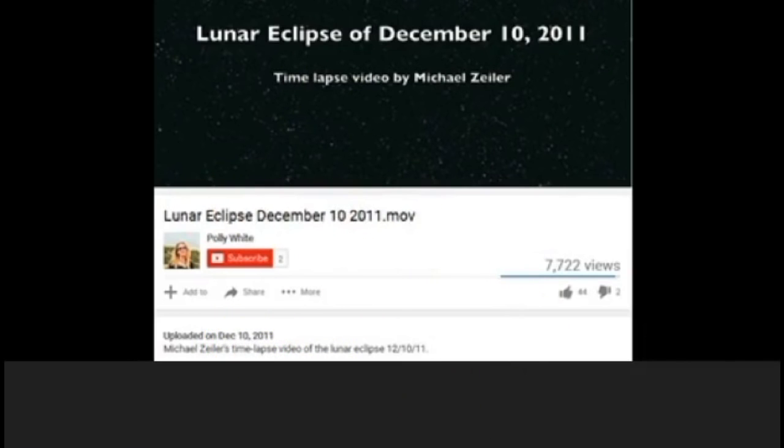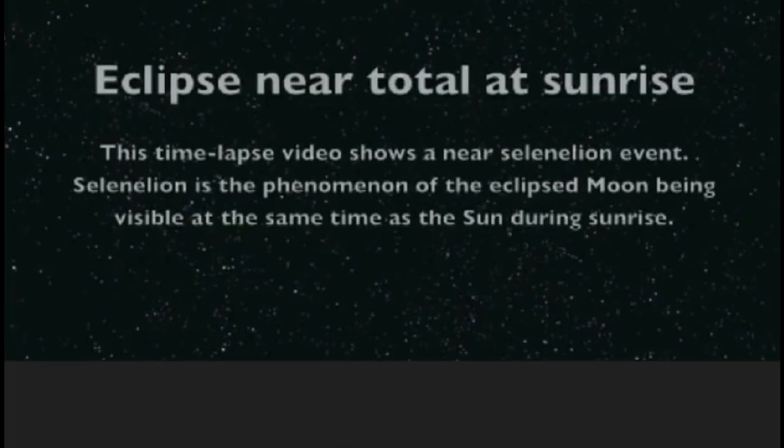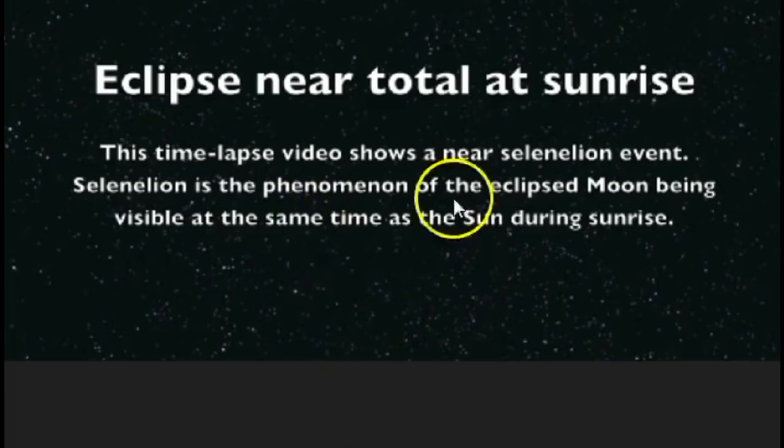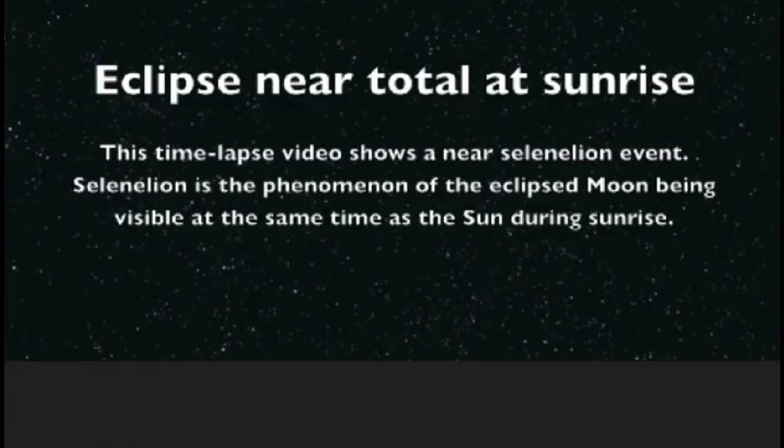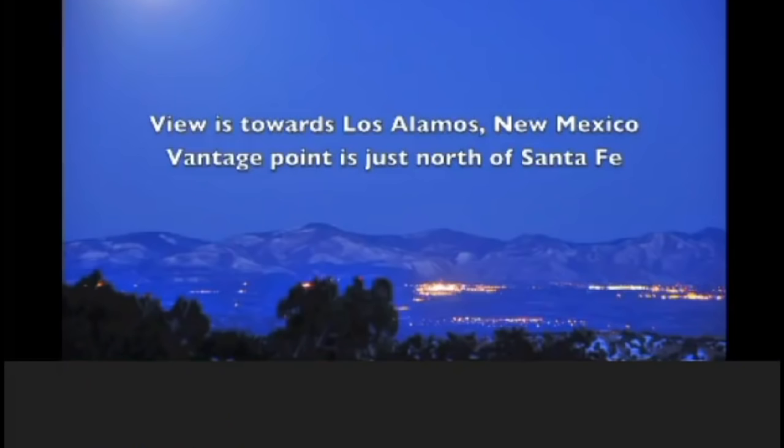Okay, let's take a look at the actual footage itself. Start from the very beginning. It talks about the phenomenon. Let me back up here a little bit, actually. Let me pause here. It talks about the phenomenon of this eclipse. It's called the selenelion event. Now let's take a look. Go to this part right here.